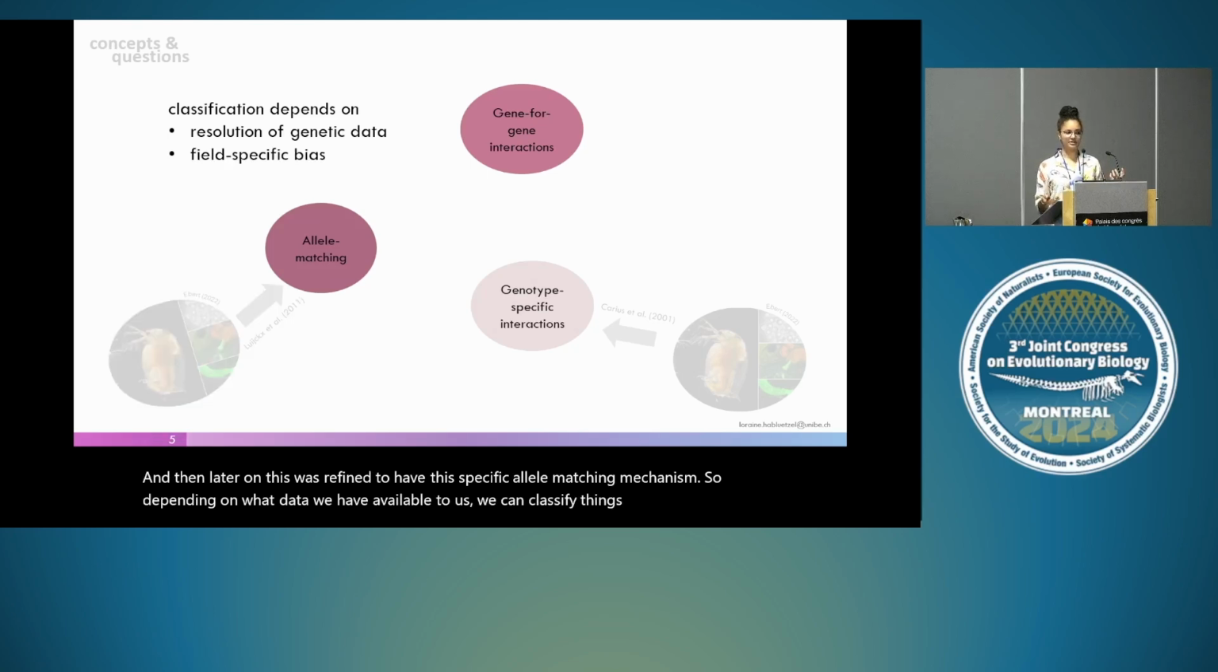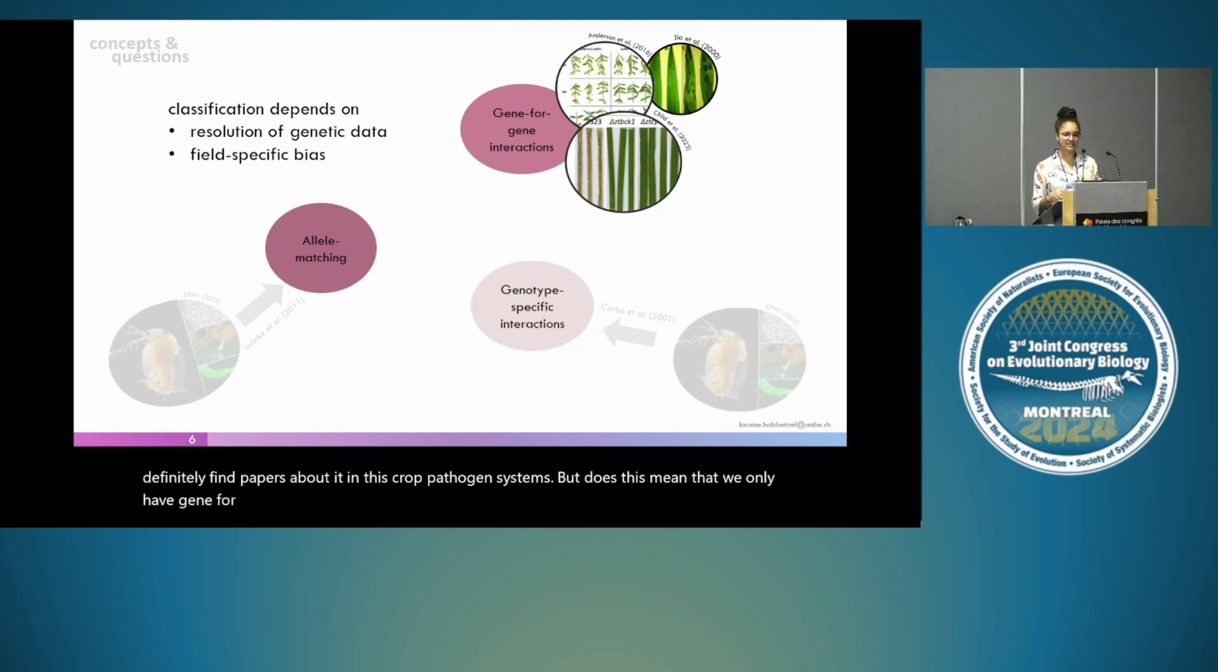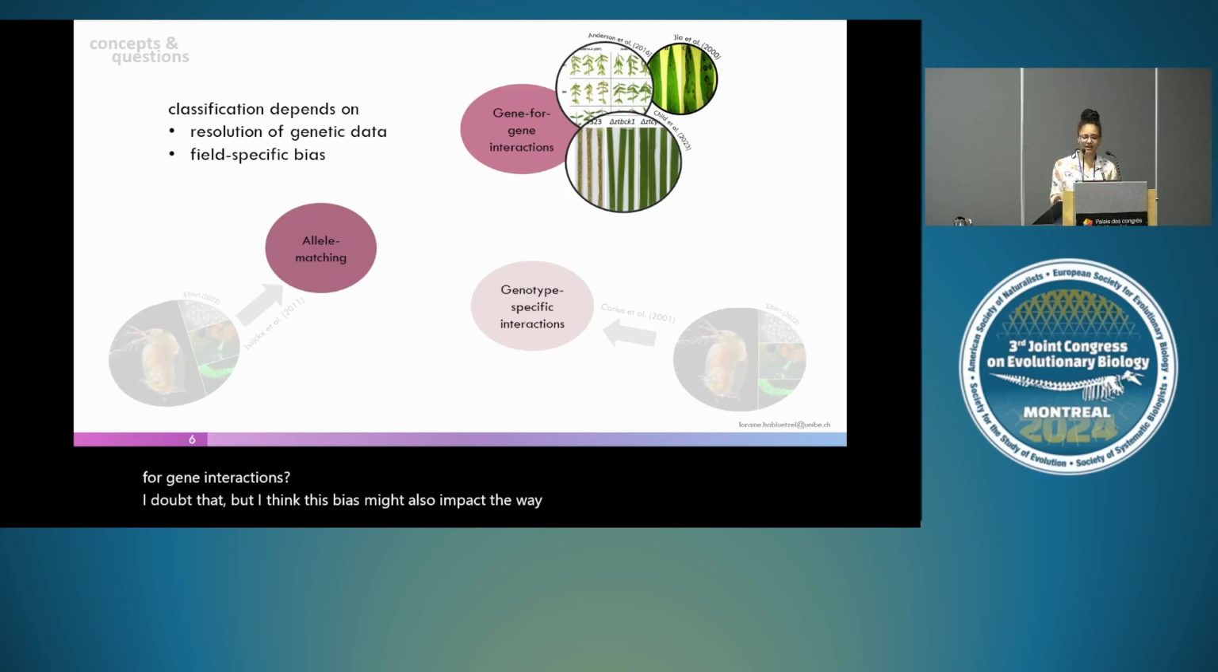But then also there's field-specific data, like if I want to think about gene-for-gene interactions, I will definitely find papers about it in these crop pathogen systems. But does this mean that we only have gene-for-gene interactions in these systems, and do all of these systems only have gene-for-gene interactions? I doubt it, but I think this bias might also impact the way we ask questions, what kind of answers we are looking for.